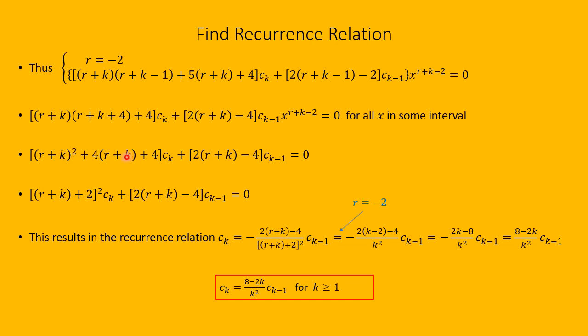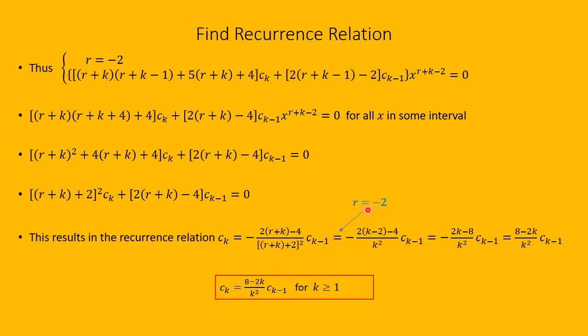And so if we notice that, we can rewrite this equation this way, and then, as I mentioned, solve for c sub k by doing a little bit of algebra. Subtract this term from both sides and divide by this factor here, and we get c sub k equals this fraction times c sub k minus 1.